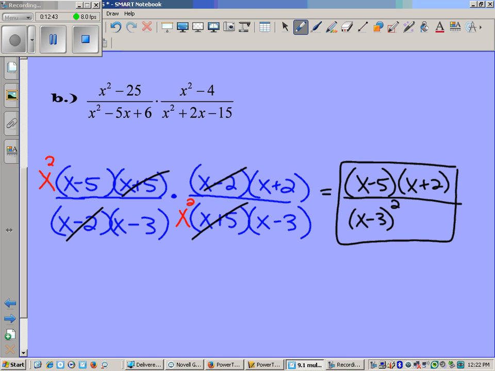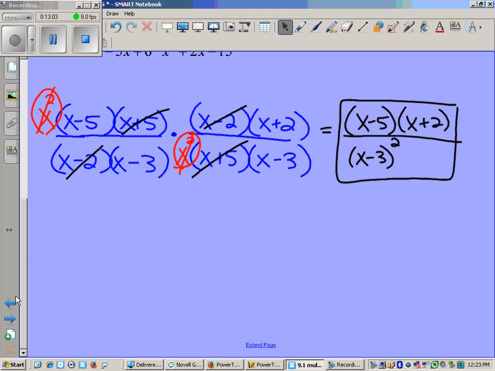So if I have an x squared here, and I have an x squared here, and they're not connected with plus or minus signs, could I reduce off an x squared from the top and an x squared from the bottom? Couldn't I do that? Right? So you might have some GCFs that you could also reduce off. As long as they're not connected with plus or minus signs, then you can reduce anything on the top with anything on the bottom. Okay?